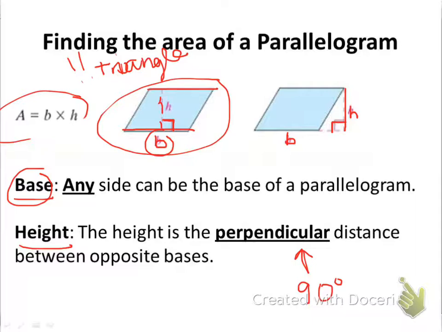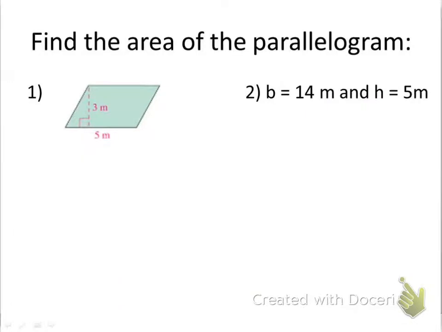Alright, let's use this formula to find the area of some parallelograms. The first one is our parallelogram that's here. To find the area, the first thing you're going to do is write the equation. A equals B times H. Well, for this parallelogram, our base is 5, and our H is 3. So area is equal to base times height, and 5 times 3 I know is 15. So it's 15 meters squared.